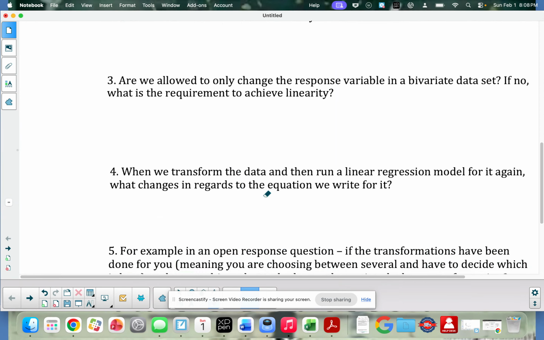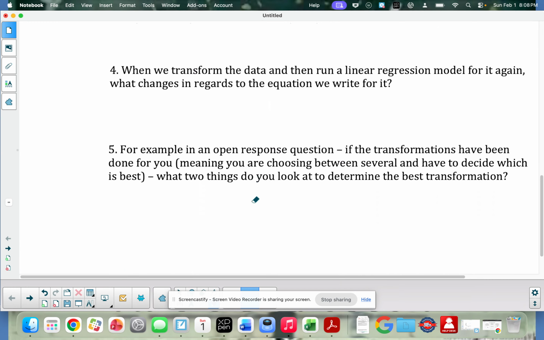So same thing when we're transforming the data and we run the linear regression again, we need to make sure we are including what operation we used to make the data linear. And again, you're not going to be expected to do this from scratch. You're going to be given data, you're going to be shown it's not linear, and then you're going to be given how they transformed it and the computer output like we've been dealing with. The biggest change is how you write the regression equation. You have to include what operations they did on the variables when you write it. And we're going to do some examples of that today.